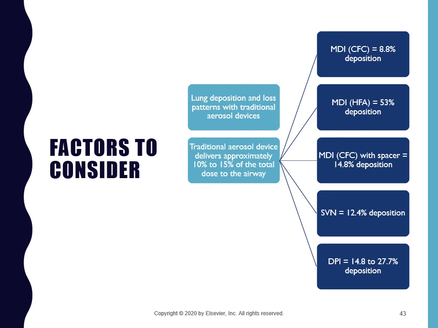to 14.8%. With a small volume nebulizer, there's about a similar deposition as an MDI with a spacer, about a 12.4% deposition. And with a DPI, the deposition is 14.8 to 27.7% deposition. Traditional aerosol devices deliver approximately 10 to 15% of the total dose to the airway.